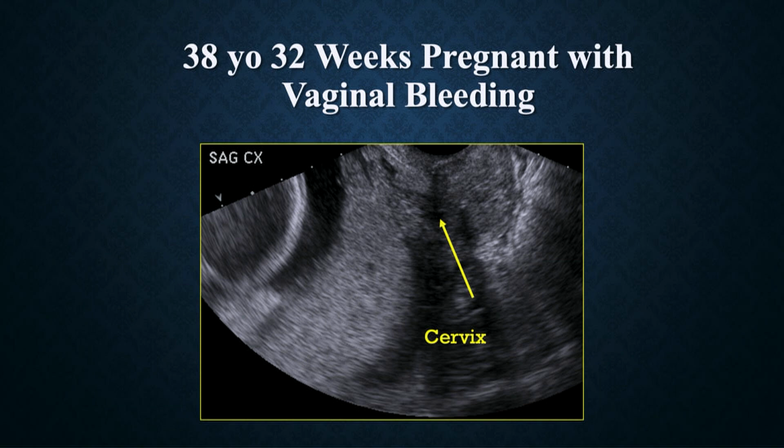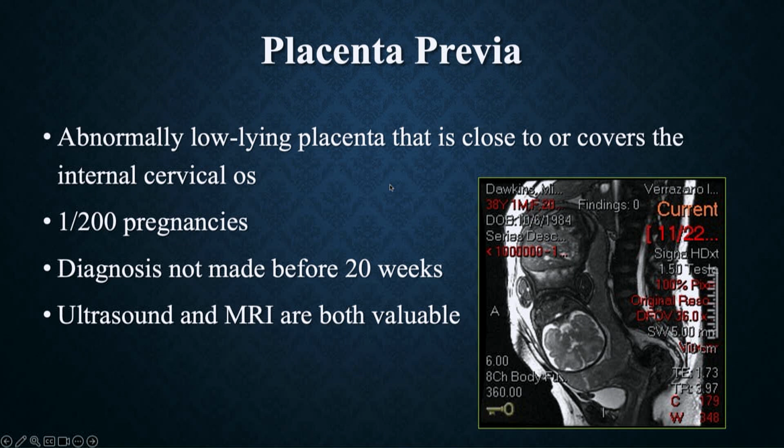And we're just going to finish up here with a couple of quick things. Here's a 38-year-old, 32 weeks pregnant with vaginal bleeding. Once we get into the second, third trimester, we always want to take a look at the cervix, part of our standard protocol. Here's the cervix, and we notice that the placenta is crossing the cervical os. So this is obviously a case of placenta previa.